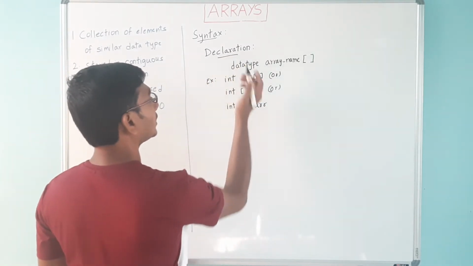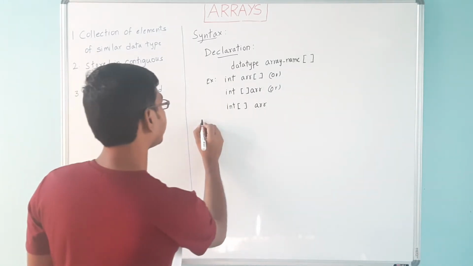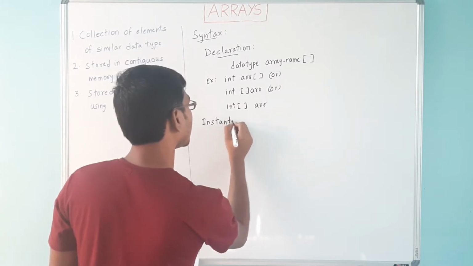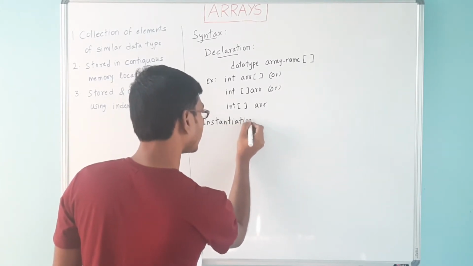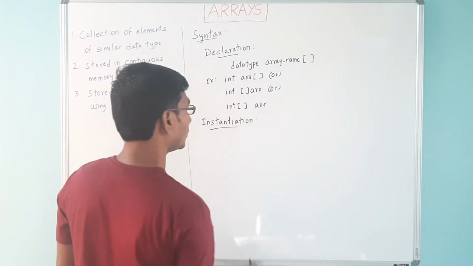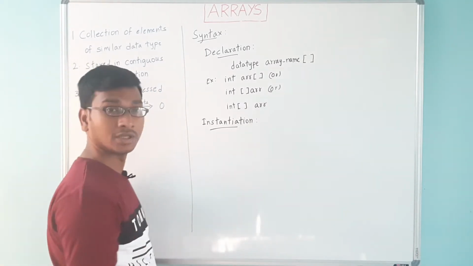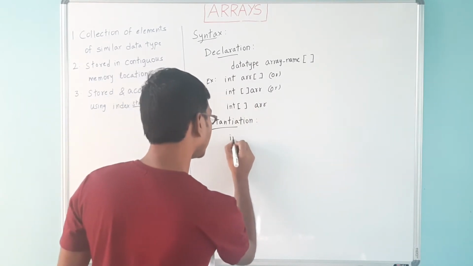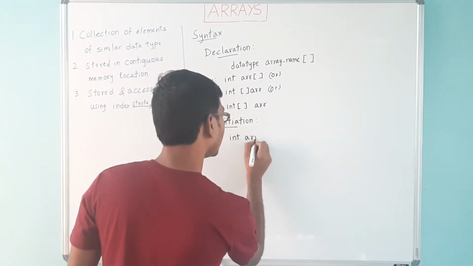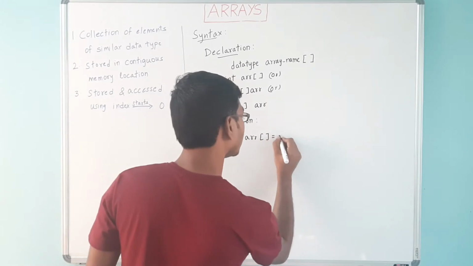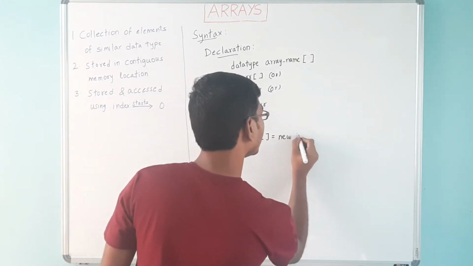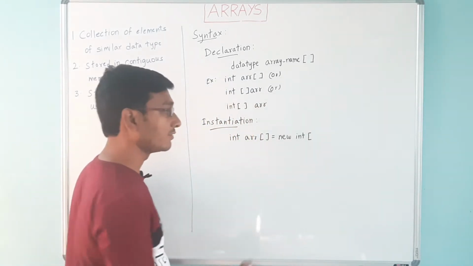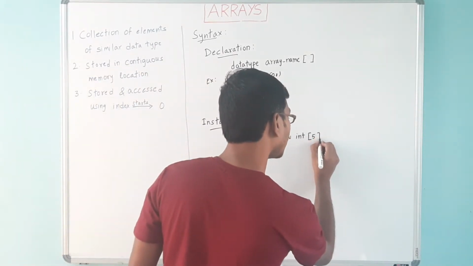Now let us see the instantiation part. How to instantiate an array? Instantiation. So what does instantiation mean? We'll see that. First let me write the syntax for it. So I am taking the same example of this array. int ARR equal to new int of, let's say for example, I wanted to create an array with 5 elements. We need to mention that here.